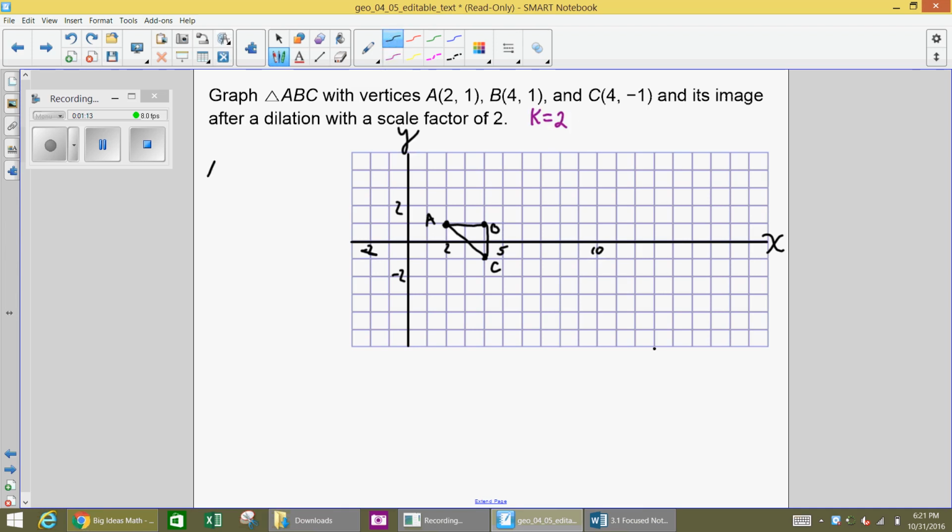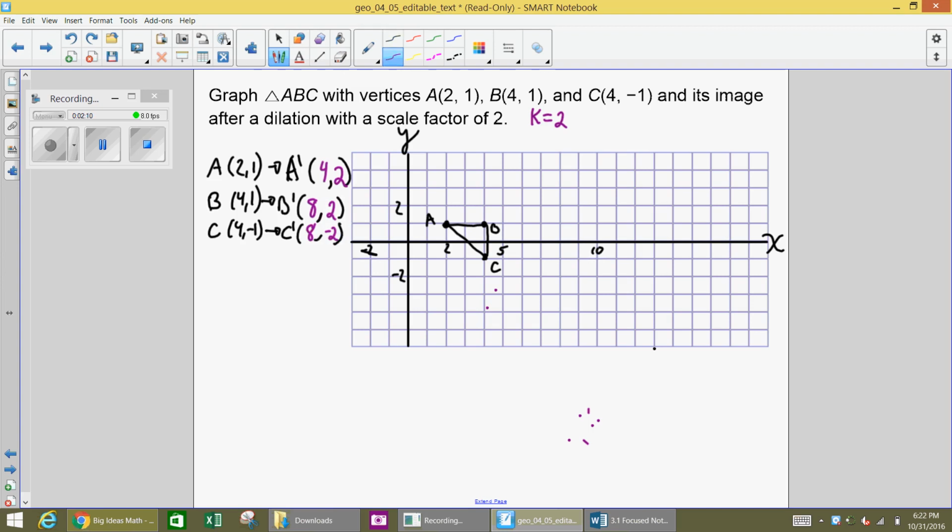If we use our rule, again here we have A, B, and C: 2, 1, 4, 1, and 4, -1. We're supposed to take each of those and multiply them by 2. For our A prime, 2 times 2 is 4, and 2 times 1 is 2. That's our new A prime. Our B prime, 4 times 2 is 8, and 2 times 1 is 2. And our C prime, 4 times 2 is 8, and -1 times 2 is -2. And that should give us our A prime, B prime, C prime.